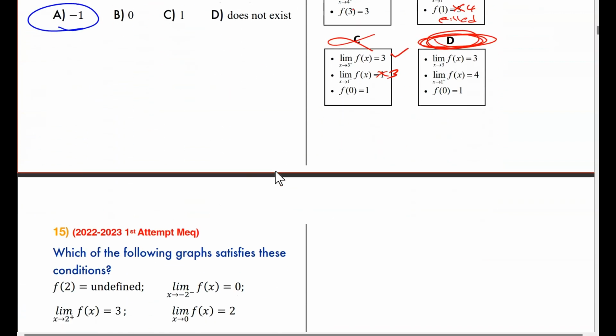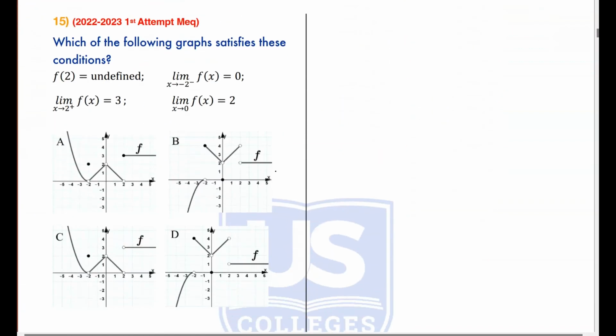Let's move on and finish this lesson by solving one last question. Which of the following graphs satisfies these conditions? f of 2 is undefined. Let's check each option one by one. Here f of 2 is not undefined. There is a filled point here. So this option is false.